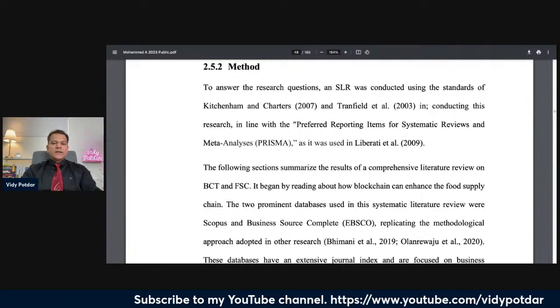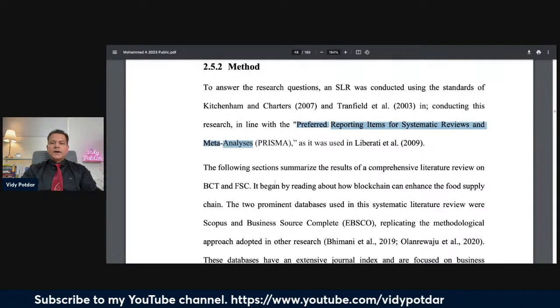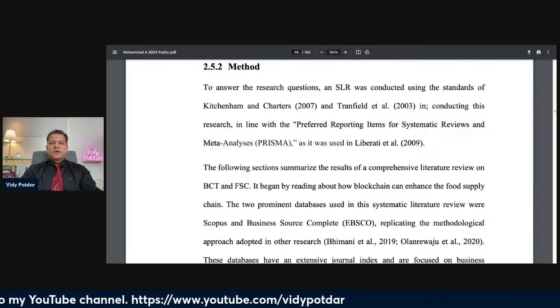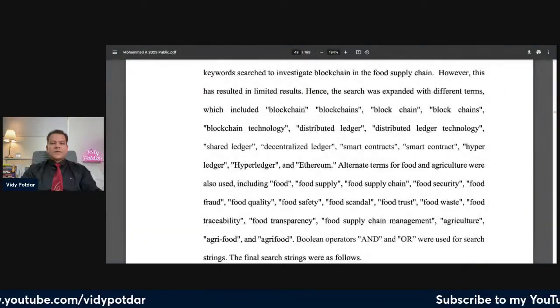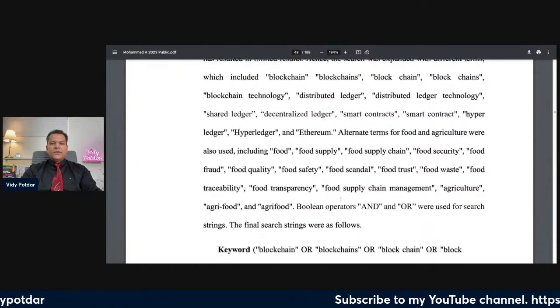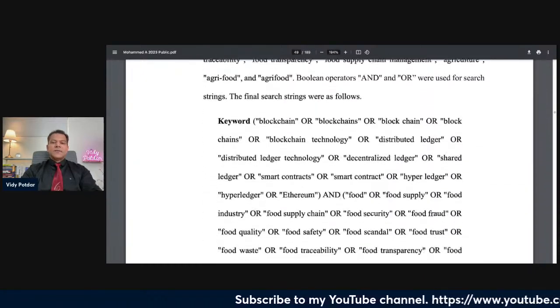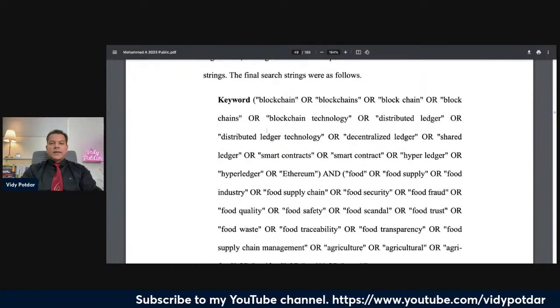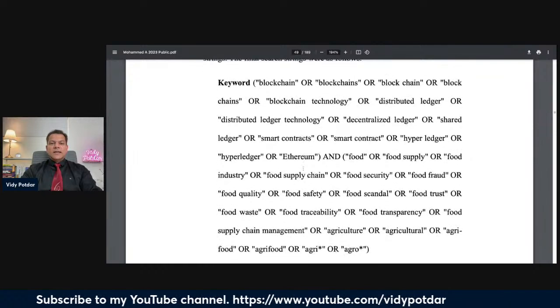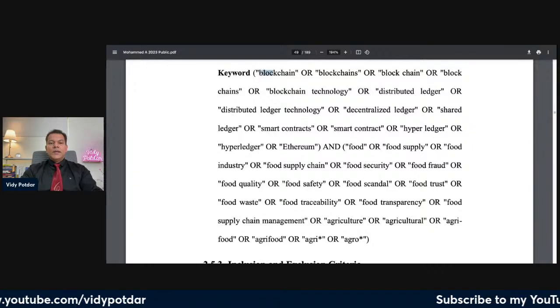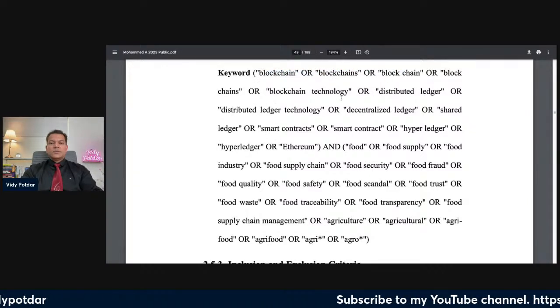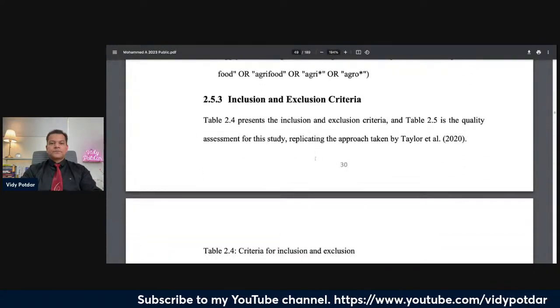Then we look at the methodology, and I can see here that this thesis follows PRISMA for systematic literature reviews. These are some of the keywords that they have used. So if you are in this research area, one thing that you can do is you can copy this list of keywords, because if you are going to extend this research further, you need to be using those keywords that have been used in the literature.